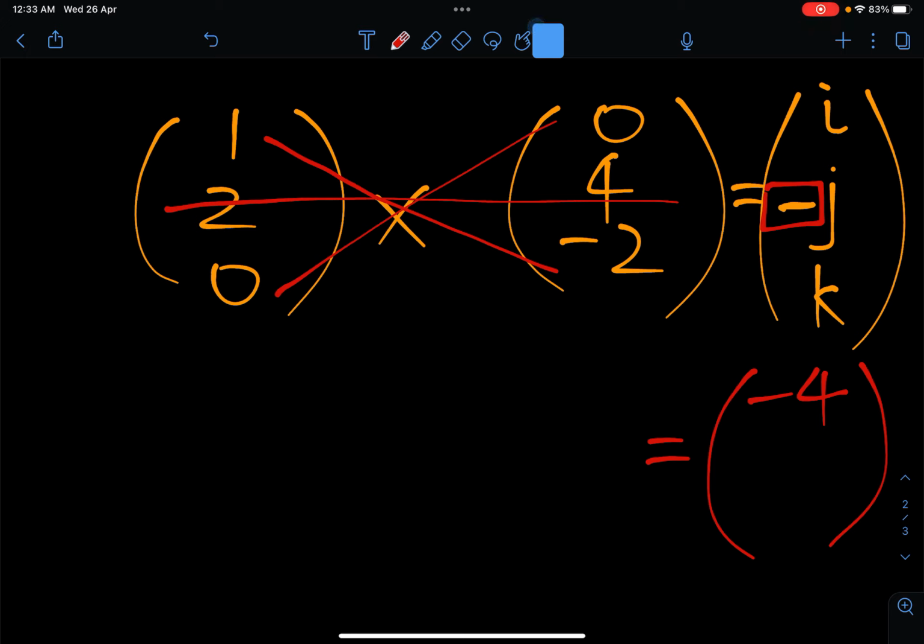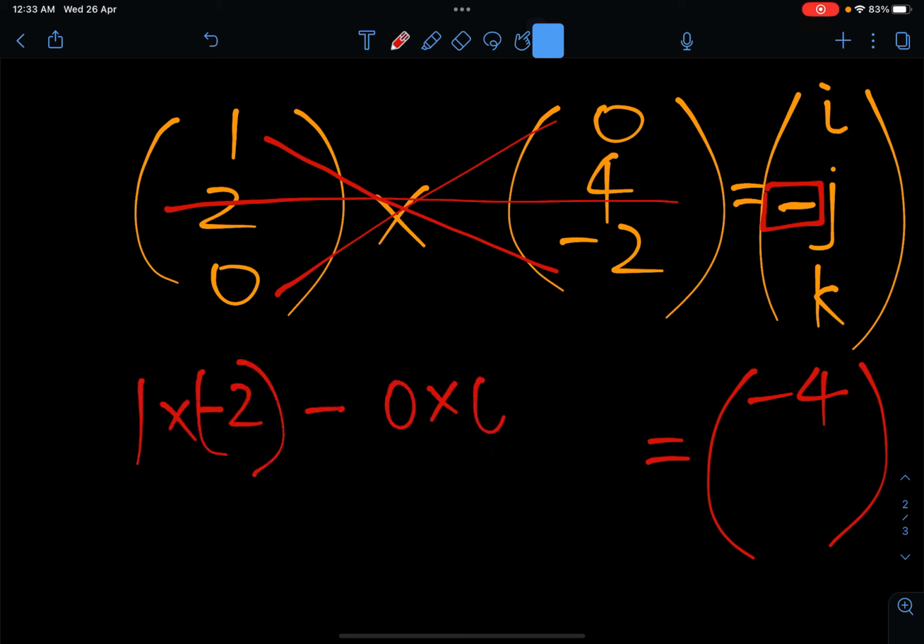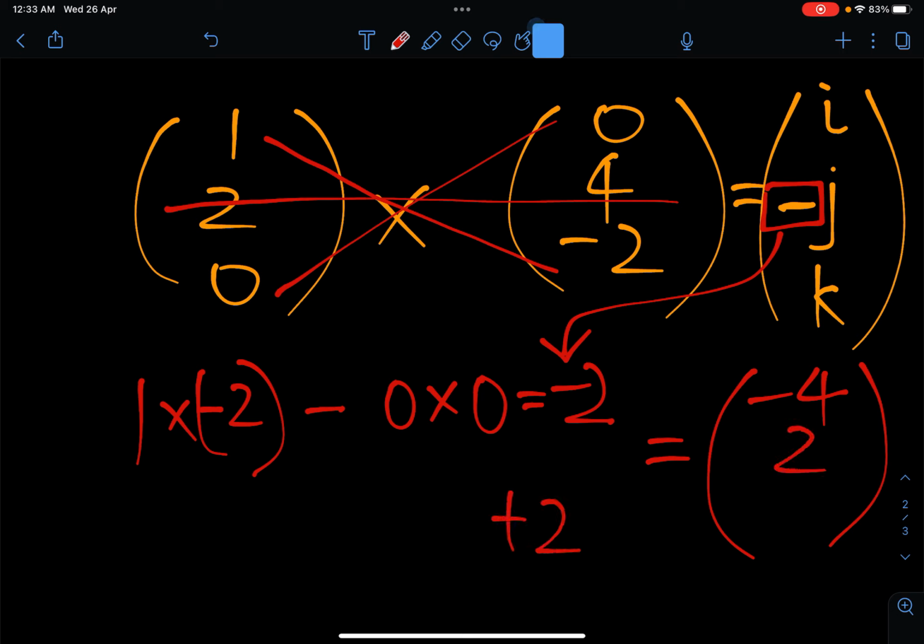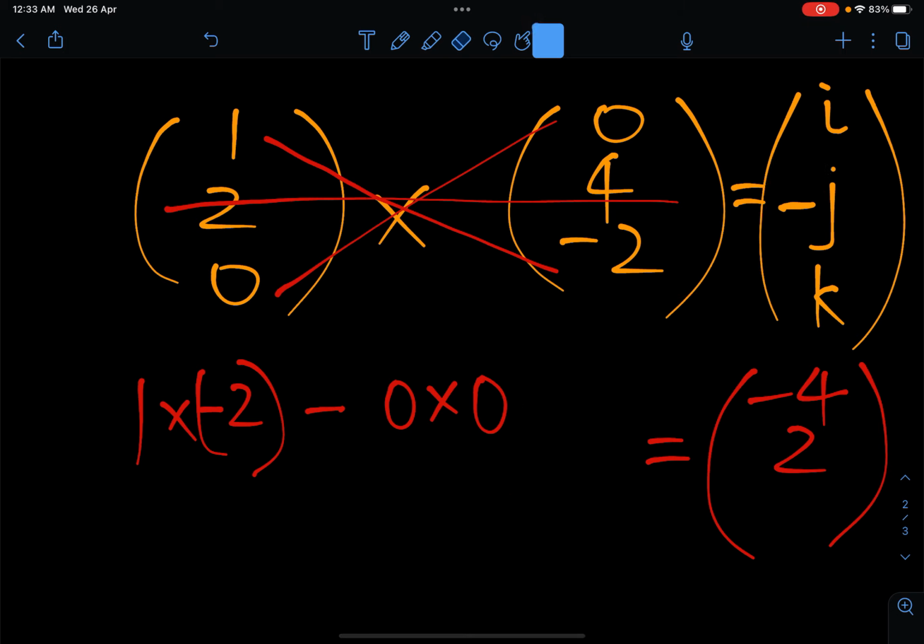So basically I show you, it's 1 times negative 2 minus 0 times 0. So that is negative 2. But because of the signage, you need to change the signage so it becomes positive 2. So your J is 2. Okay? Now, just remember J, you must always change the sign.